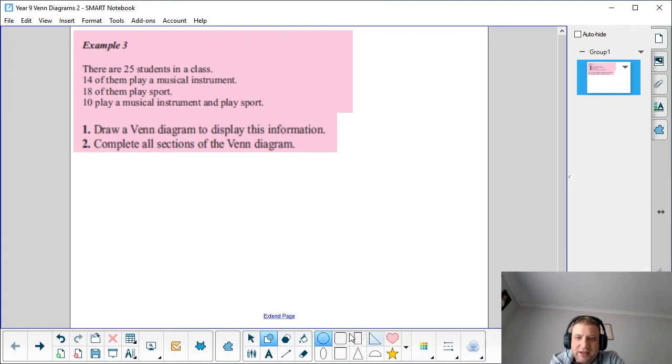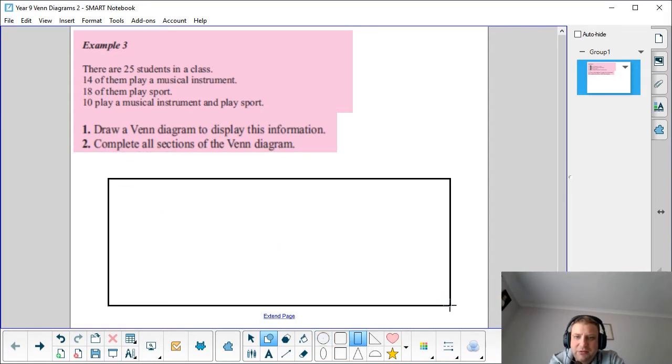In this example here, we have 25 students in a class. When you were first learning Venn diagrams, you basically would have tried to put each individual student into a spot in there. At this point, we're not going to do that. We're not going to have to put Sally and Bill and Bob and Greg into their own spots in the Venn diagram. We're just going to work with the numbers they've given us here. So we have to try and sort this information out.